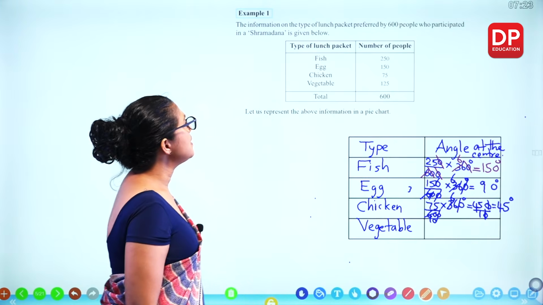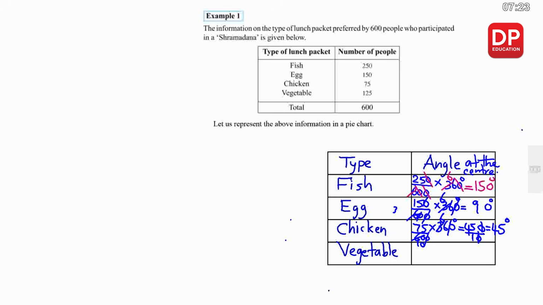What about vegetable? 125 people out of 600 multiplied by 360. 0, 0 get cancelled out, divide by 6. You get this one, and 6 times 125, 750, and divide by 10, you get 75 degrees.